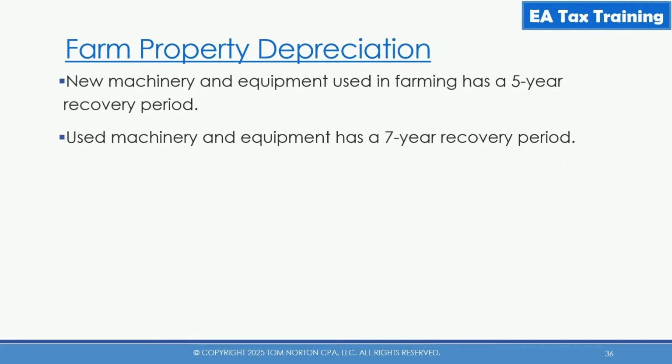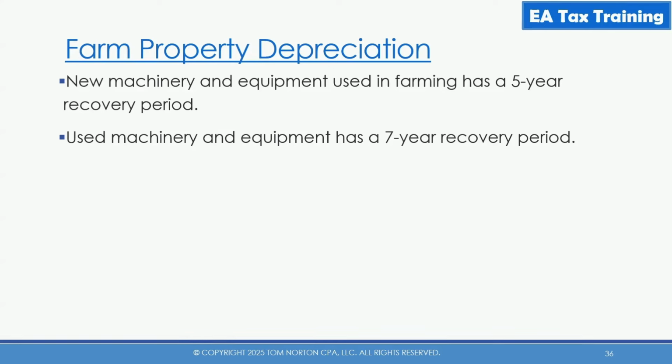Depreciation of farm property. New machinery and equipment used in farming has a 5-year recovery period under MACRS. Used machinery and equipment has a 7-year recovery period. If you think about this, it kind of seems backwards. In accounting, we're used to thinking of useful lives, and we would normally think that a new machine or piece of equipment would have a longer useful life than a used machine or piece of equipment. But this is backwards. Here, the new machine has a shorter recovery period than the used machine.